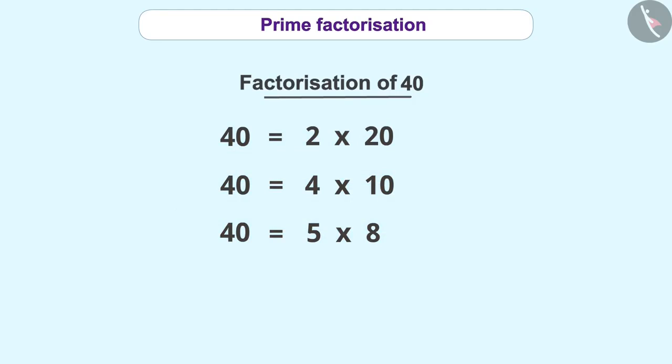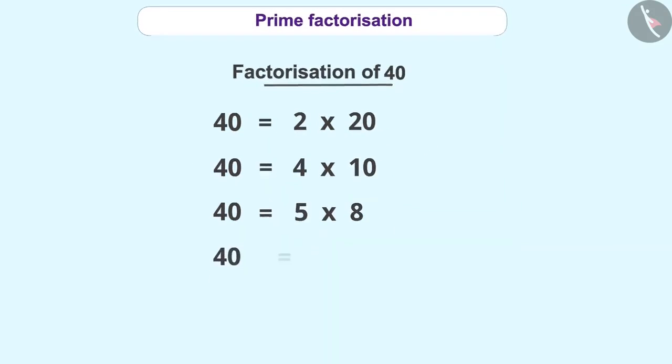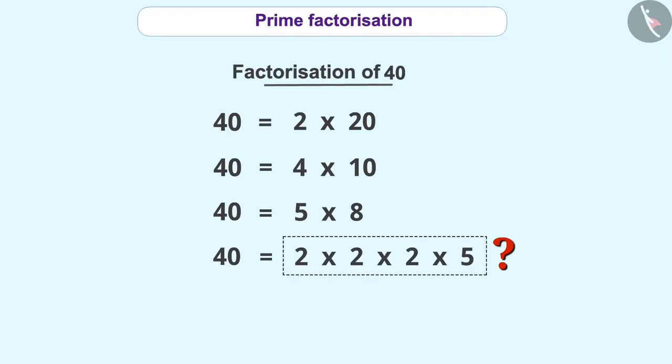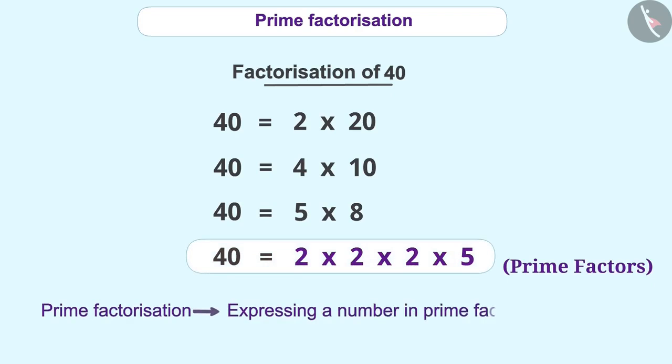What does it tell you? We can say that the factorization of a number can be expressed in different ways. 40 has another interesting factorization: 2 multiplied by 2 multiplied by 2 multiplied by 5. Can you tell what its speciality is? You got it right. In this factorization, all are prime factors. This way of expressing a number in prime factors is called the prime factorization.